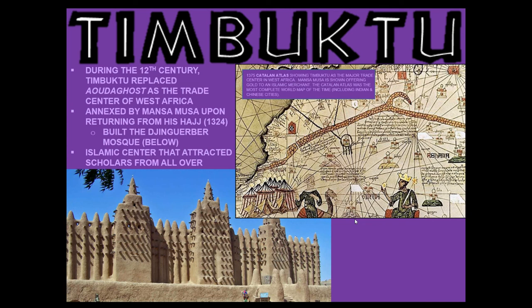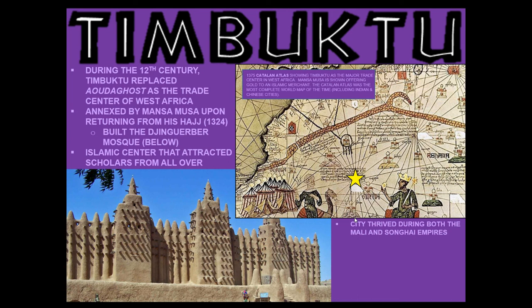As they said in the video, the Catalan Atlas was probably the most complete world map of the time, which even included Indian and Chinese cities. And if you'll notice, all these areas point straight to the city of Timbuktu as a major trade center in West Africa. And then Mansa Musa himself is holding up the golden globe and offering gold to an Islamic merchant over here on the left.